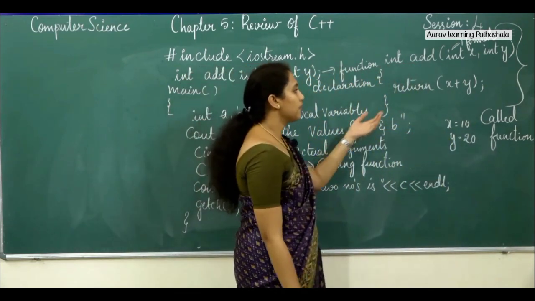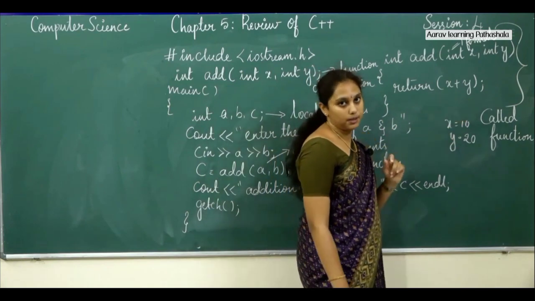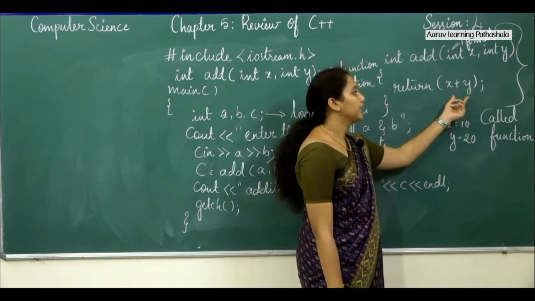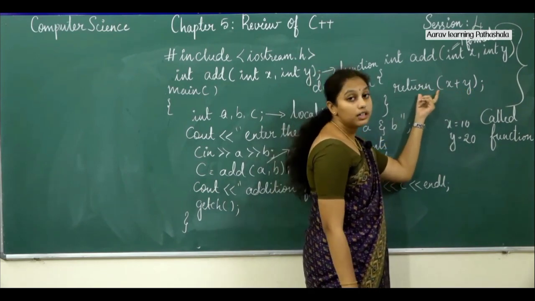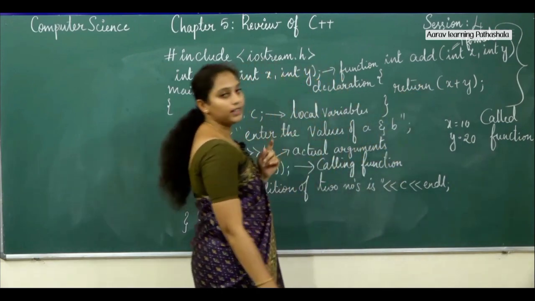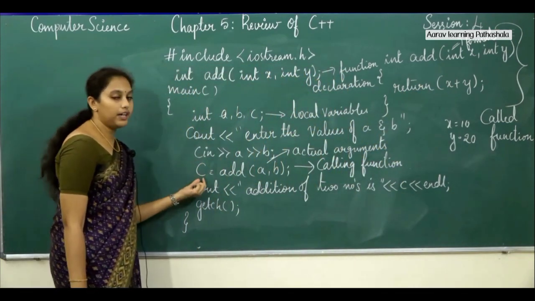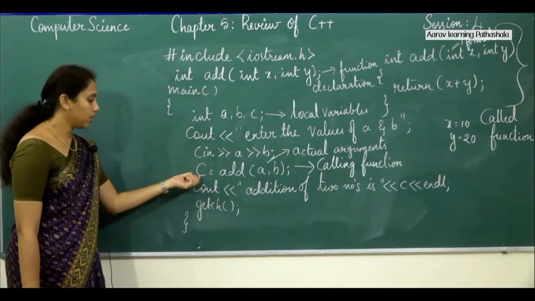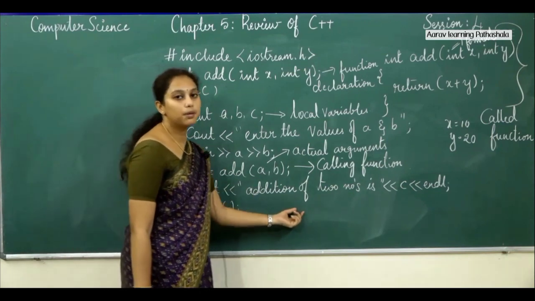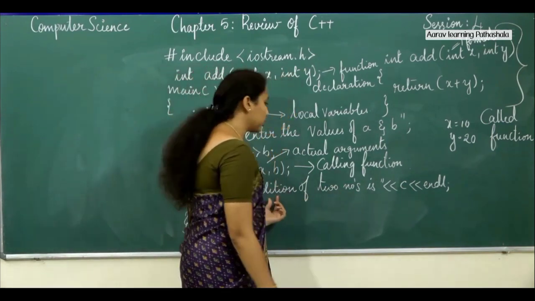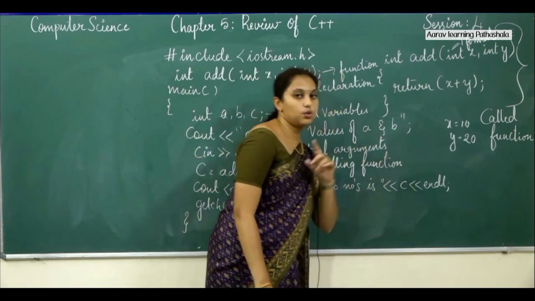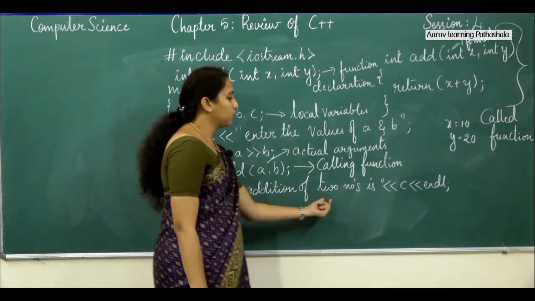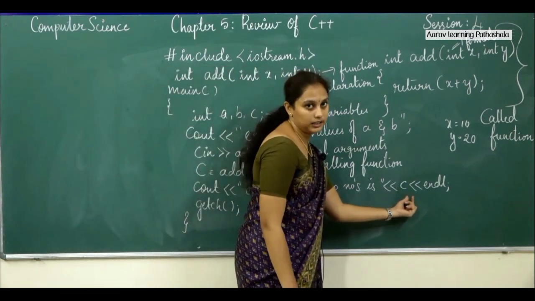Next, what are we doing here? We are performing addition of two numbers, x plus y. After performing the addition, the value is transferred with the help of the return statement. This value will be received by the variable c. In the next statement it will print the addition of two numbers is c. What is the value of c here? 10 plus 20, so the value of c is 30.